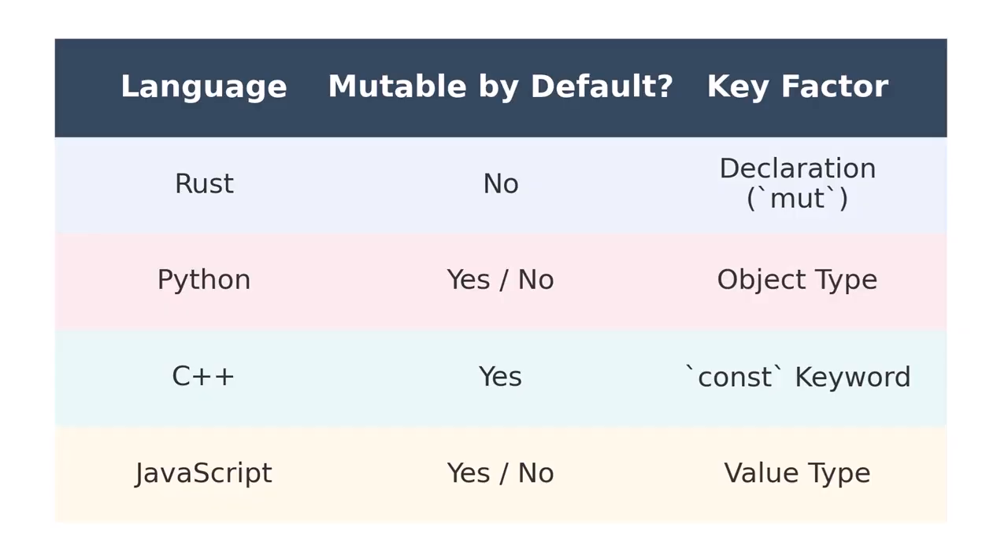Let's do a quick comparison with other languages you might be familiar with. In JavaScript, variables are mutable by default unless you use const. In Python, most things are mutable unless they are a literal or explicitly frozen. And in C++, variables are also mutable unless you mark them as const. Rust flips the default. Variables are immutable, and you have to explicitly say mut if you want to change them. This means less accidental mutation and more predictable, safer code.